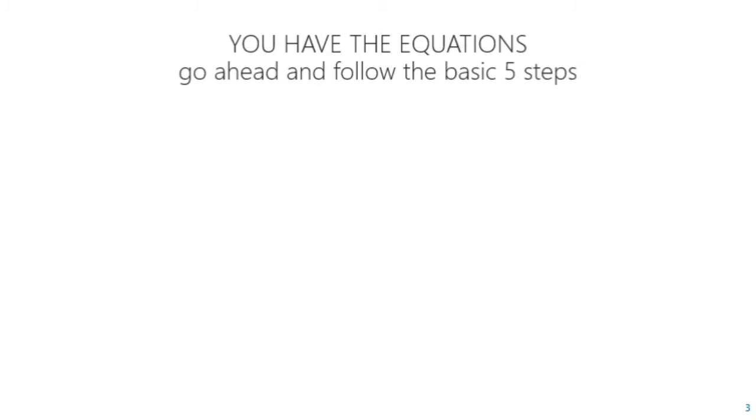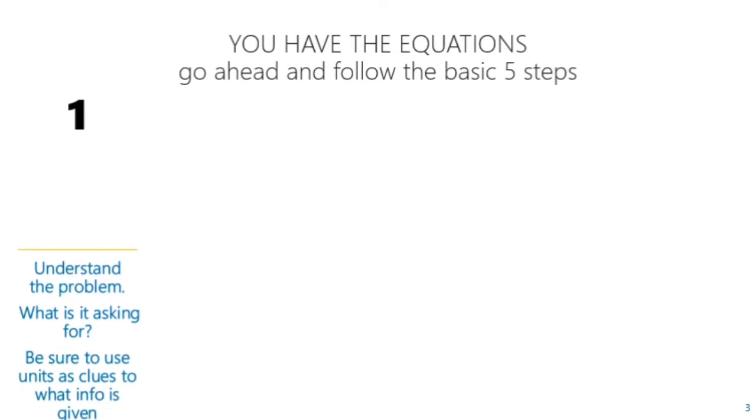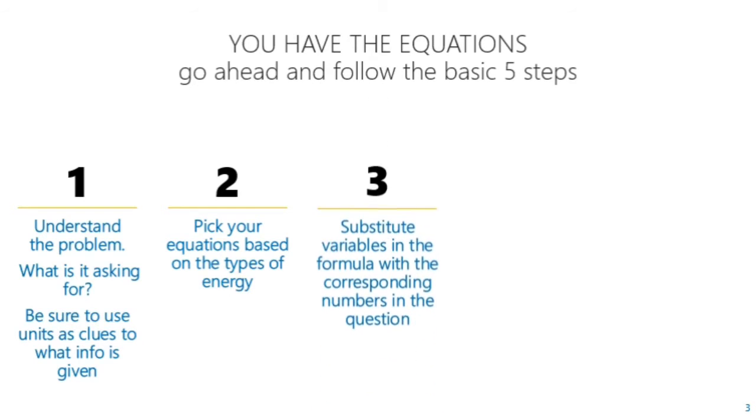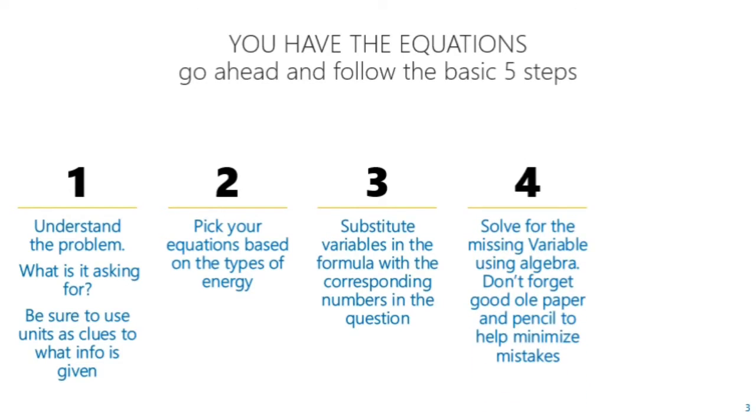And we have the equations. We're going to follow these 5 basic steps. You're going to understand the problem. What is it asking for? Be sure to use units as clues to what's given. You've got to pick your equations based on the types of energy. We're going to substitute variables in the formula with the numbers in the question. We're going to solve for the missing variable using algebra.